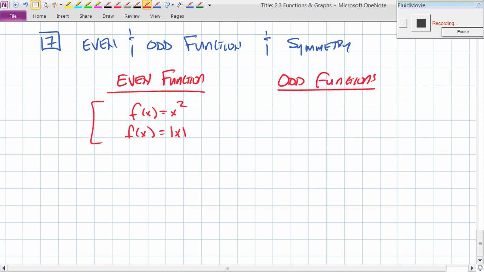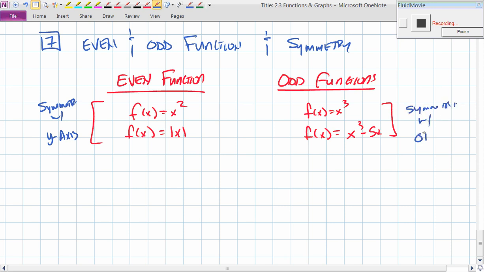It turns out that even functions, such as these 2, are symmetric with the y-axis. So that means that you could put like a mirror on the y-axis and it would look the same in the mirror on both sides. All right? Now if you compare that to odd functions, here's some classic examples of some odd functions. F of x is equal to x cubed, and f of x is equal to x cubed minus 5x. There are some random examples of odd functions. And it turns out that odd functions are symmetric with the origin.